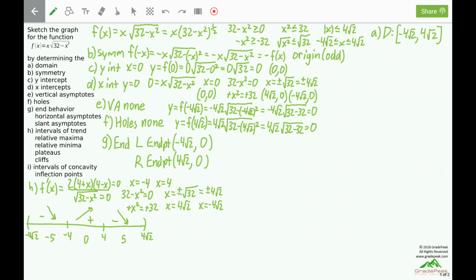Right at the critical number of the left endpoint, negative 4 square root of 2, we did have that as a critical number. It is a left endpoint, so there is no graph to the left of it, but to the right of it, it is decreasing, and that makes x equals negative 4 square root of 2 a relative maximum. That critical number did come from the denominator being set equal to 0, and therefore, it's not a normal relative maximum. It will be a cusp maximum.